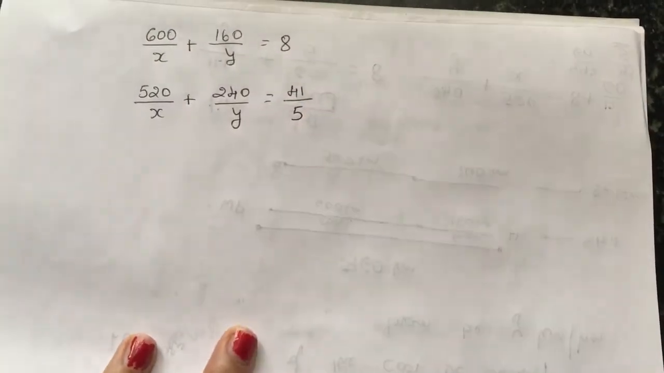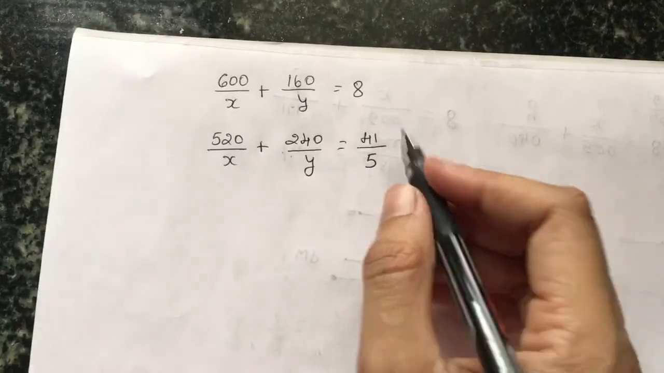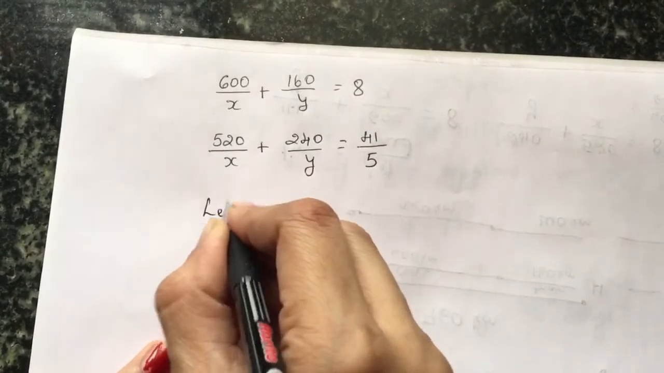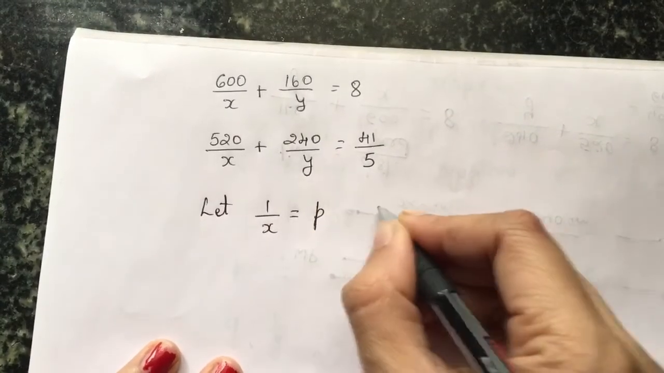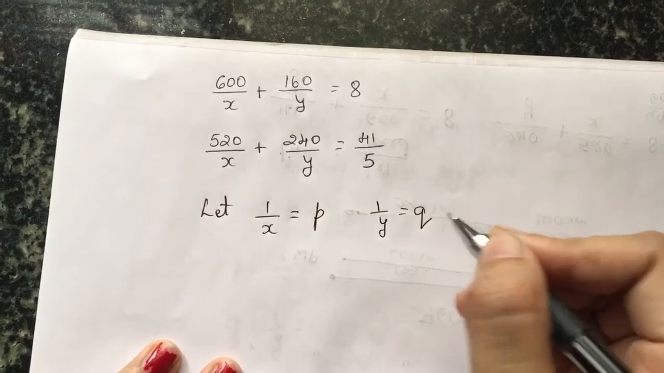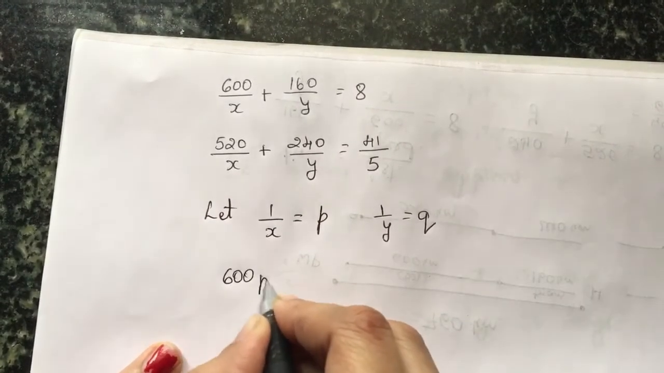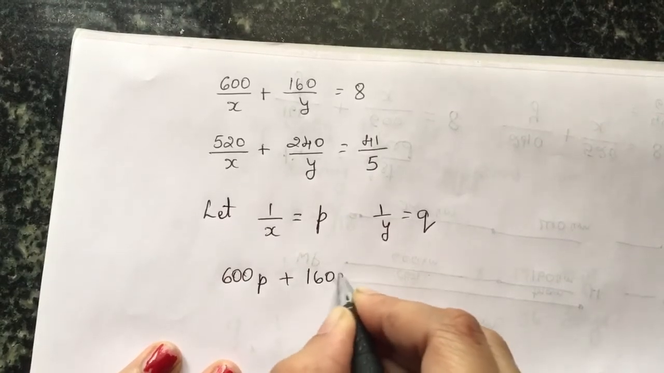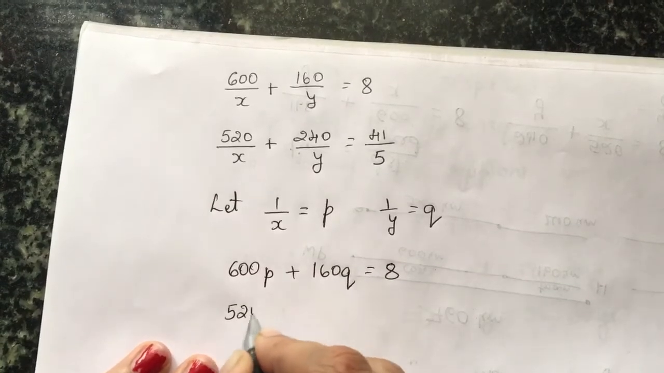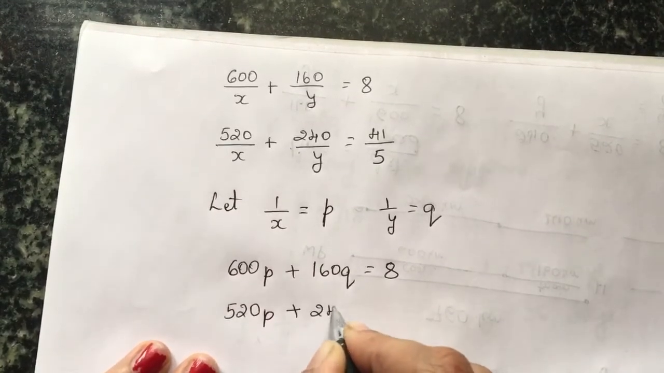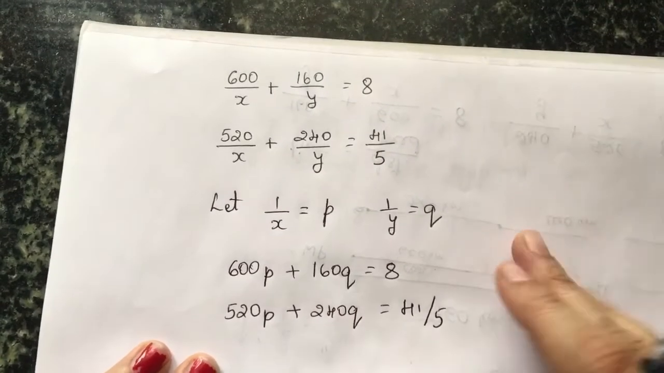It's reducible to equations of two variables, so I'll just rewrite them. Let 1 by x equal to P and 1 by y equal to Q. So this will be 600P plus 160Q equal to 8, and 520P plus 240Q equal to 41 by 5.